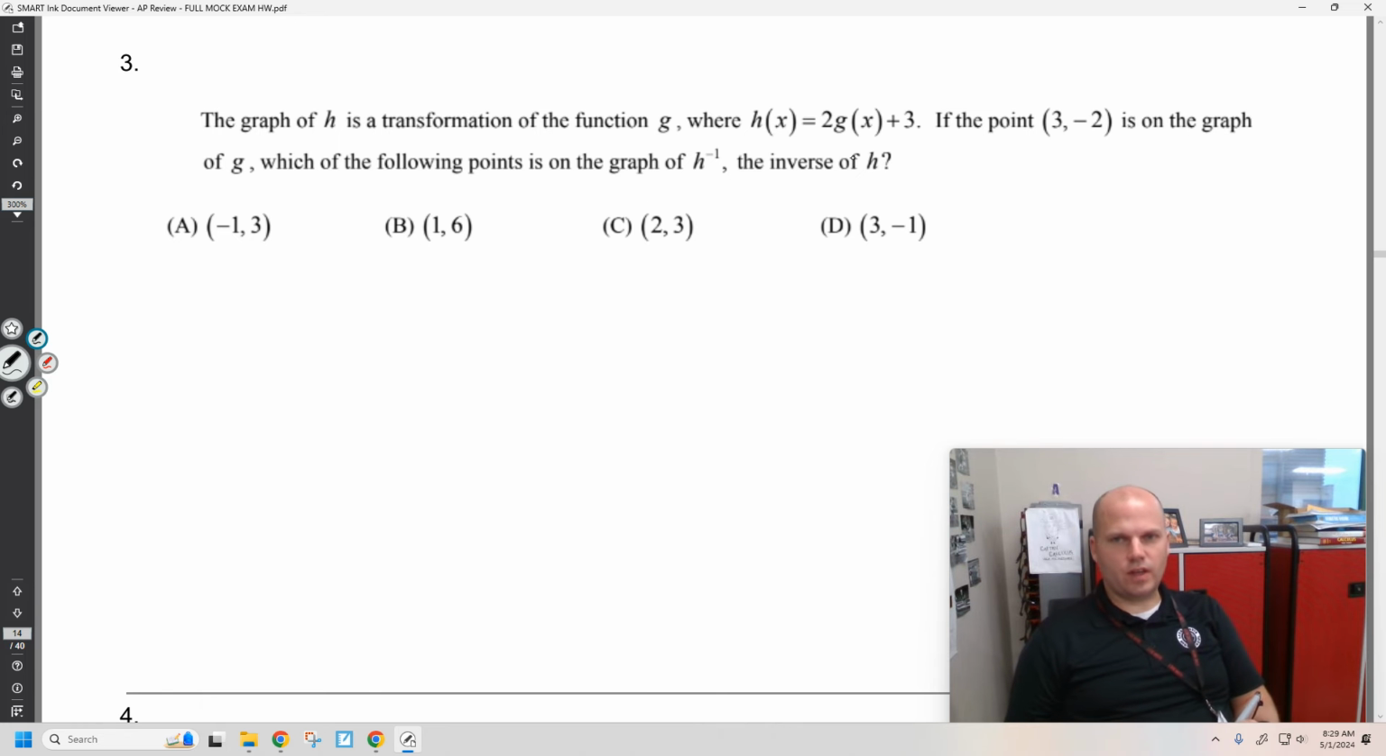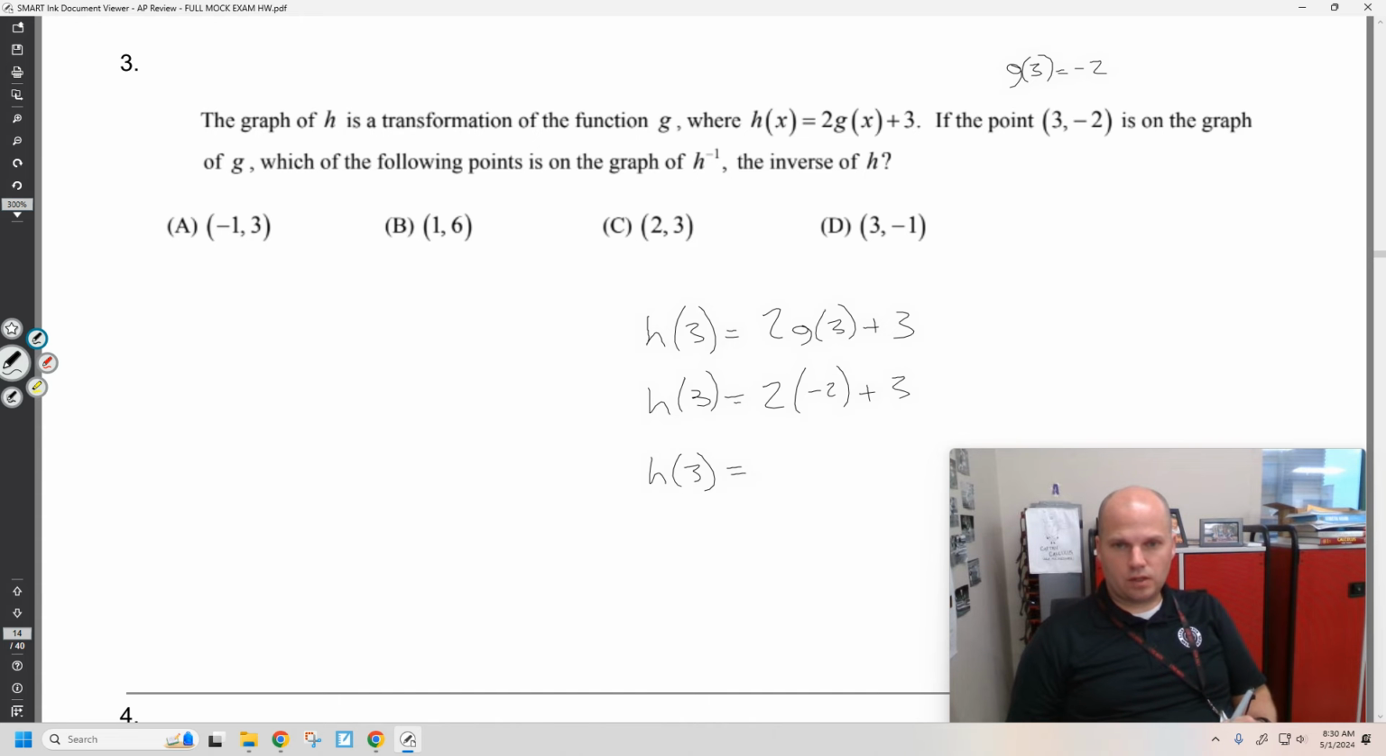H inverse, the inverse of H. The point (3, 2) is on the graph of G. So watch this. H of 3 is equal to 2G of 3 plus 3. G of 3 is -2, so H of 3 is equal to -1. If H of 3 is equal to -1, then H inverse of -1 is equal to 3.